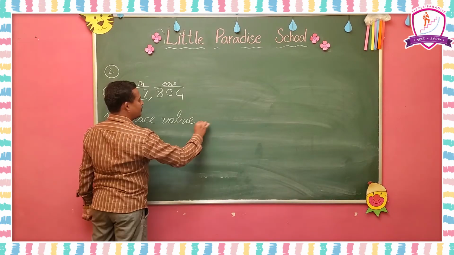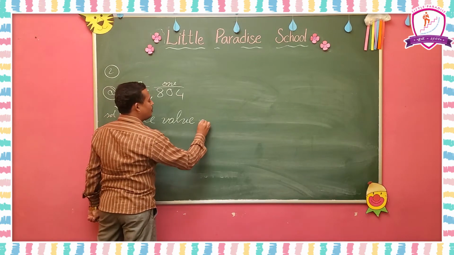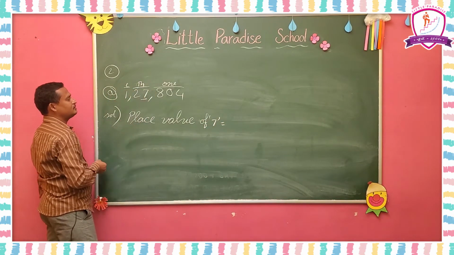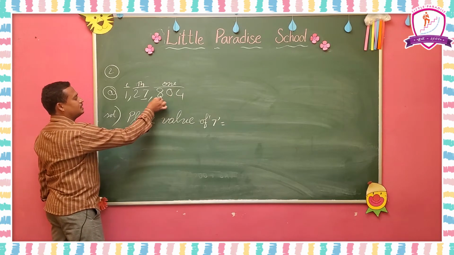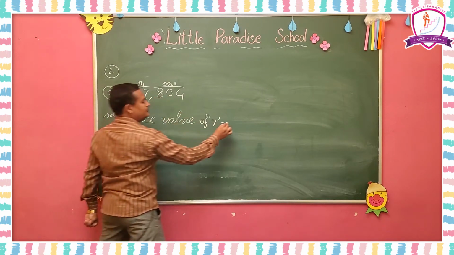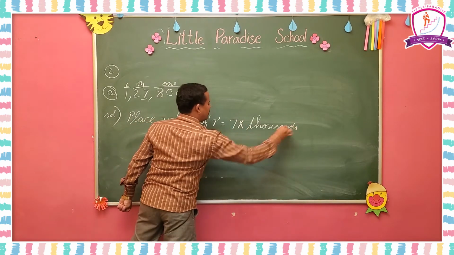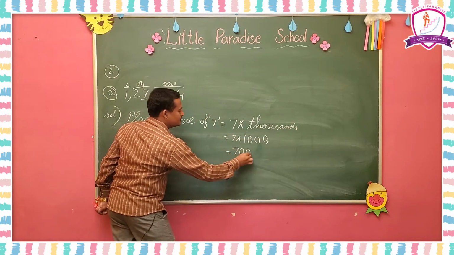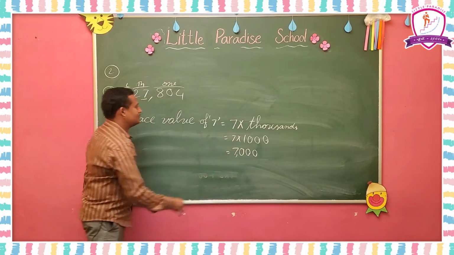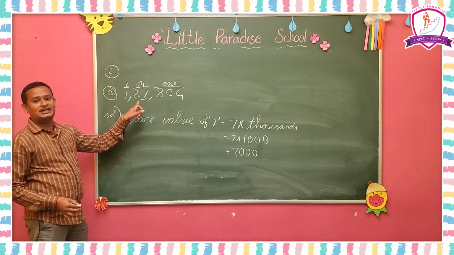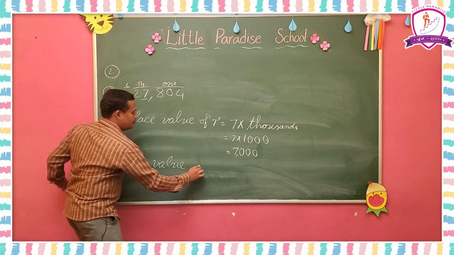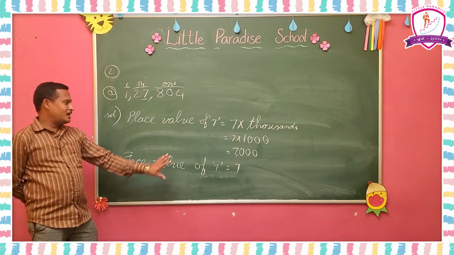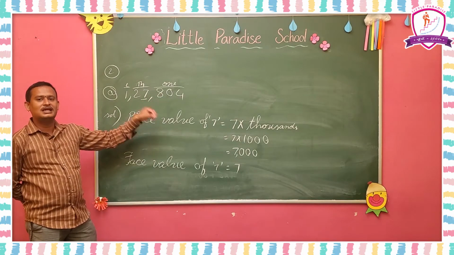Place value of 7 is equal to, so here place value of 7 means ones, tens, hundreds, thousands. 7 in thousands means 7,000 you have to write. So the place value of 7 is 7,000. Face value of 7 is the number itself. When you are writing the face value of any number means the number itself.